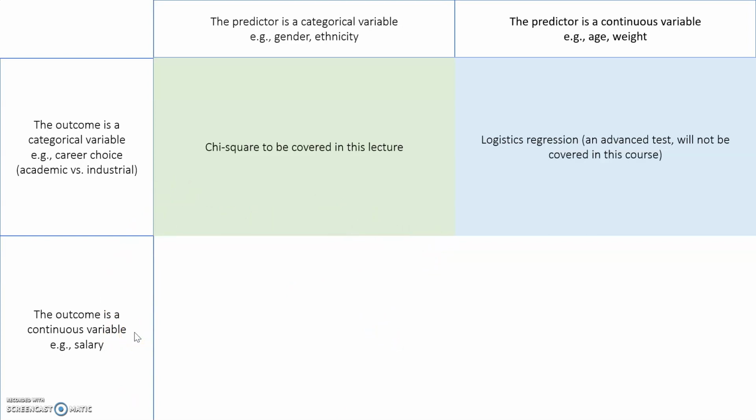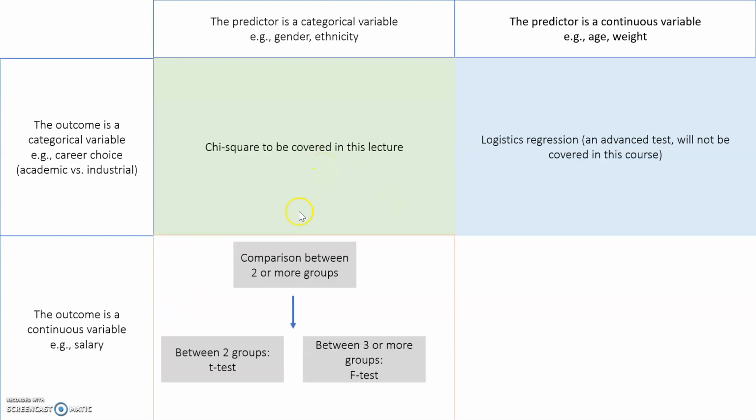We actually have covered all the tests in this box. I'll pause here, and you might want to try to come up with the answer and see if you can get it right. If your answer is t-test or f-test, you are getting super close. And if you say t-test and f-test, bingo, that is the correct answer. T-test and f-test are used when we have a categorical predictor and a continuous outcome variable.